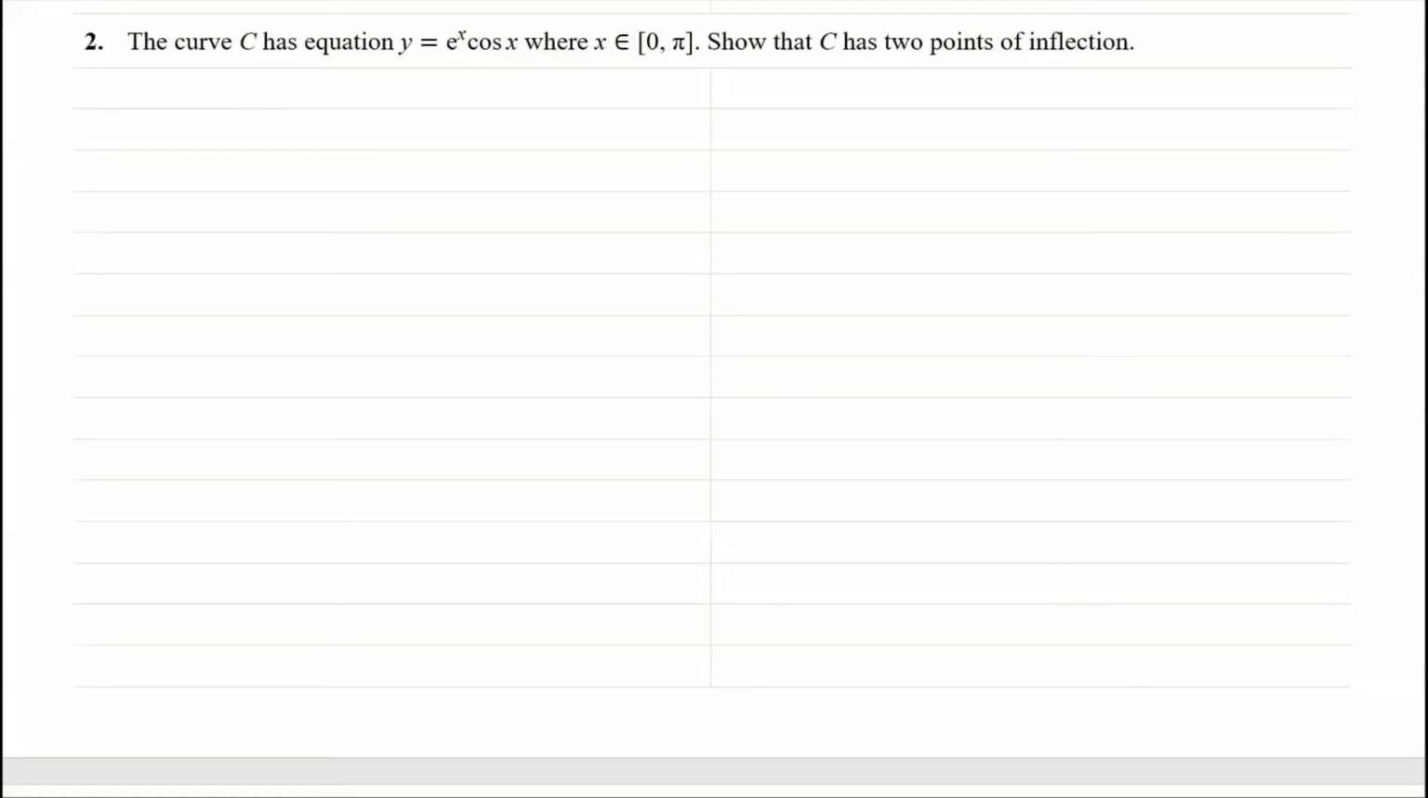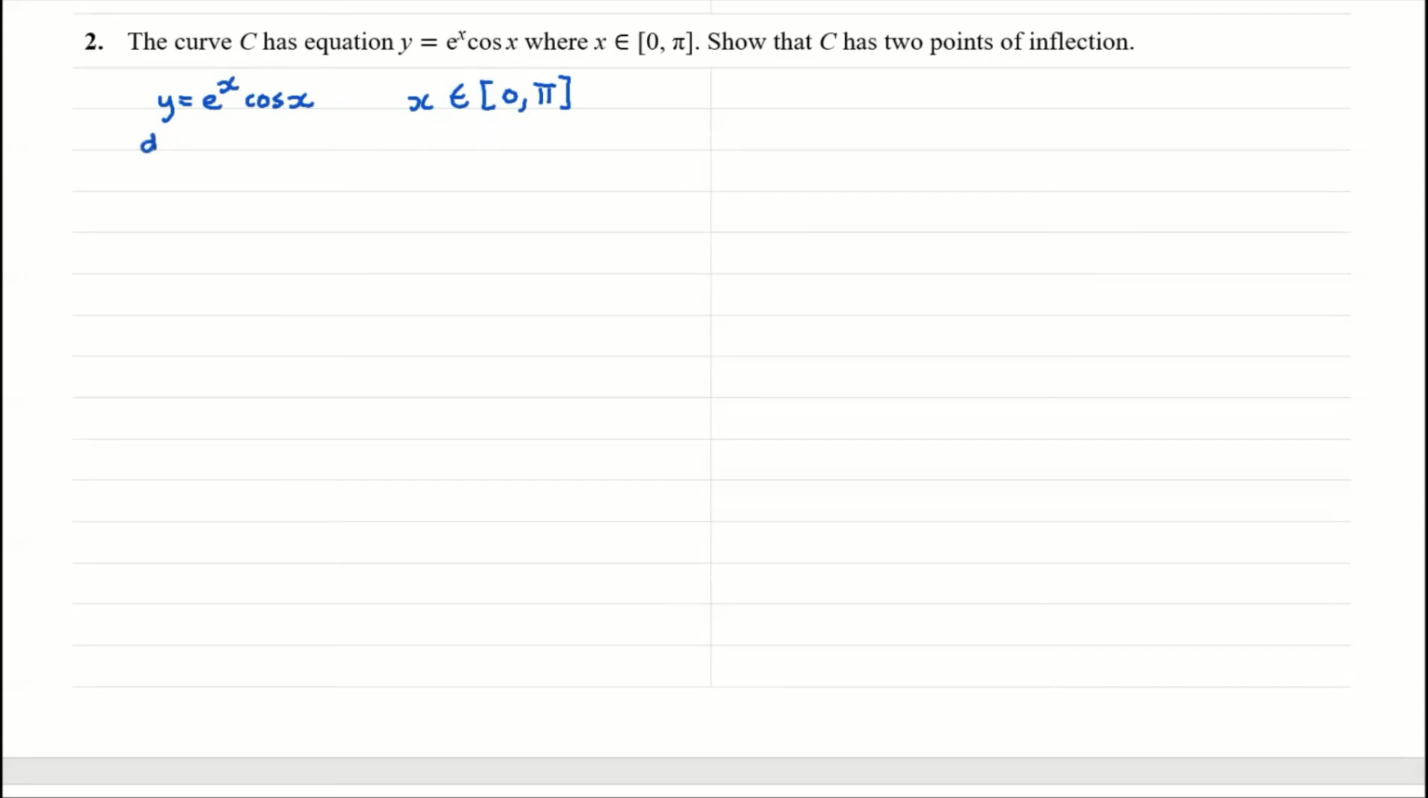Now for question 2, or example 2, we've got an equation here, which I'm just going to write out again. y is equal to e to the x cos x. Now it's defined just on the interval from 0 up to pi, including both. So that's going to be important. It's not all real numbers. And we have to show it has 2 points of inflection. So obviously we need the second derivative. So let's start differentiating now.